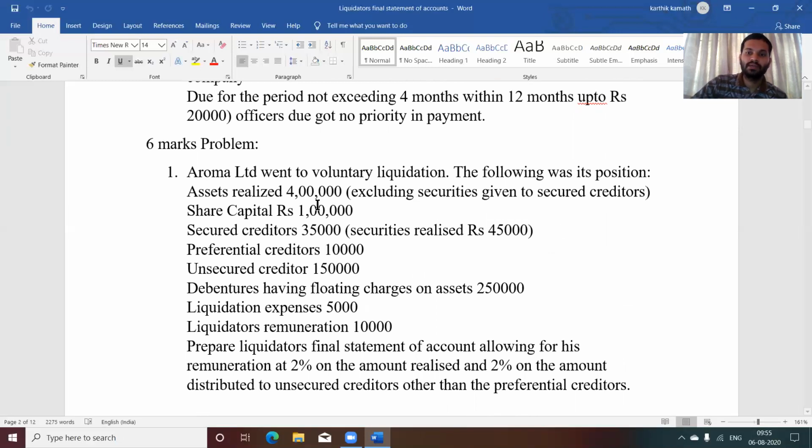Here securities are with the secured creditor and it is assumed that they are realized by the secured creditor itself. When the securities are with them and realized by the secured creditor itself, only the surplus amount is transferred to the liquidator. So that surplus amount comes under note 3, that is receipt side surplus from secured creditor. You need to enter that amount, and in the payment side, secured creditor you need to show as nil. So this is one basic adjustment.